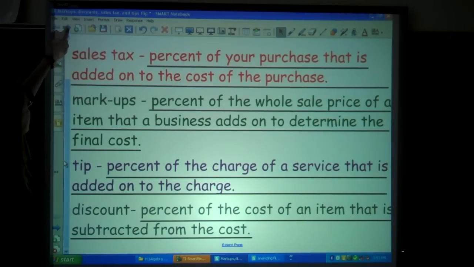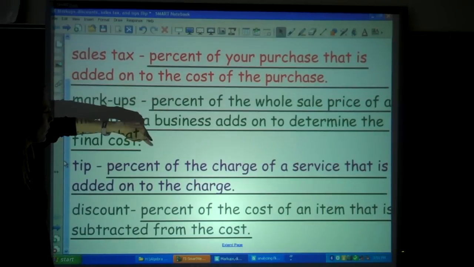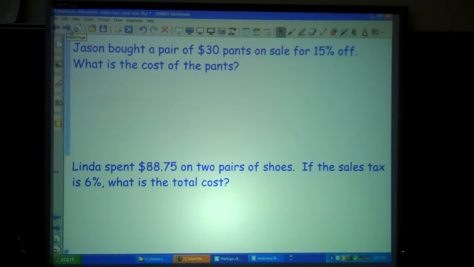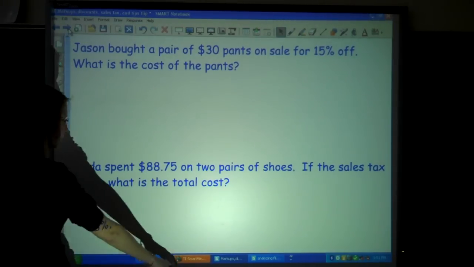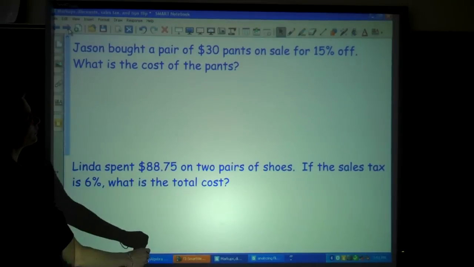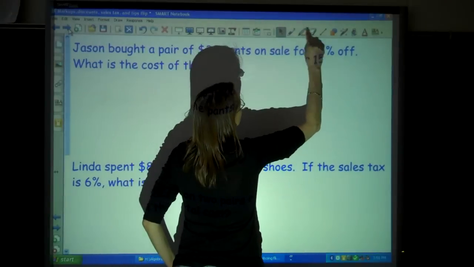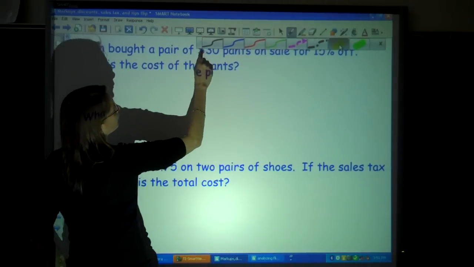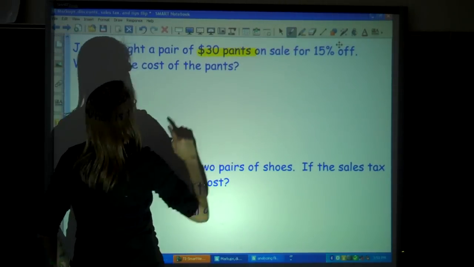So what we're going to look at, if you notice, every one of these involve the word percent. And we have been working with percent lately, and we have been using proportions for our percent. Ratios to write our percents, and then we write a proportion to what we're comparing it to. So for my first example, I know that Jason bought a pair of $30 pants on sale for 15% off.